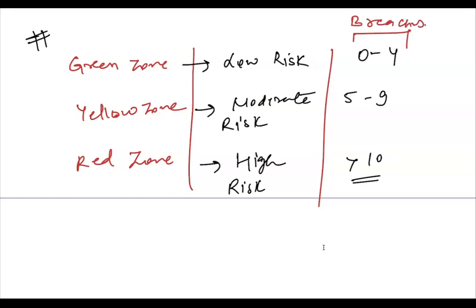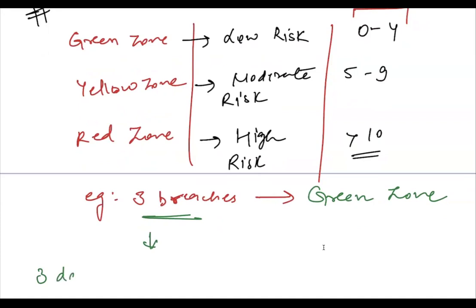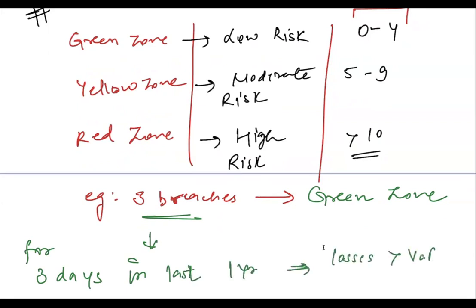If you see three breaches in your portfolio, which zone will you assign? Green zone, right? When I say three breaches, it basically means that on 3 days in the last 1 year, you saw losses greater than the value at risk number. This is what we call a breach. So guys, this was all about the traffic light approach.